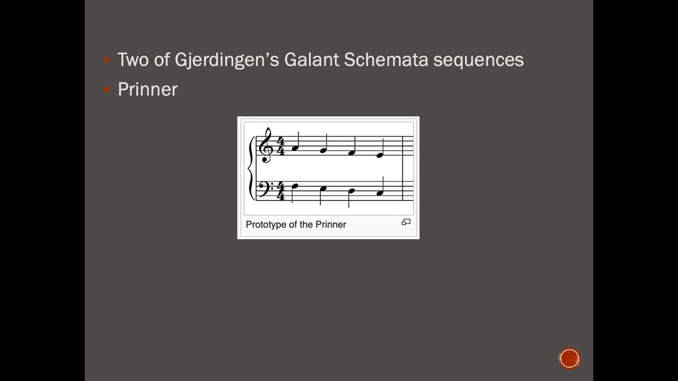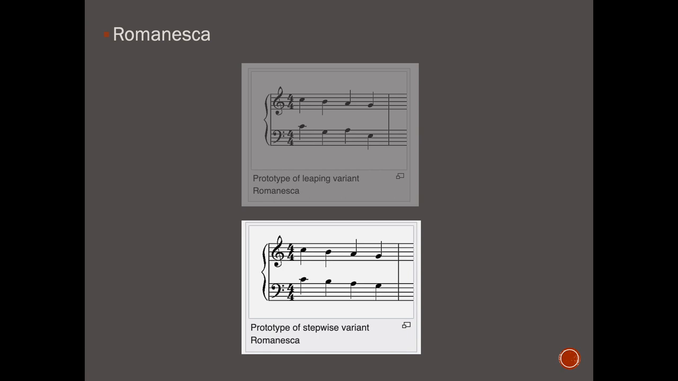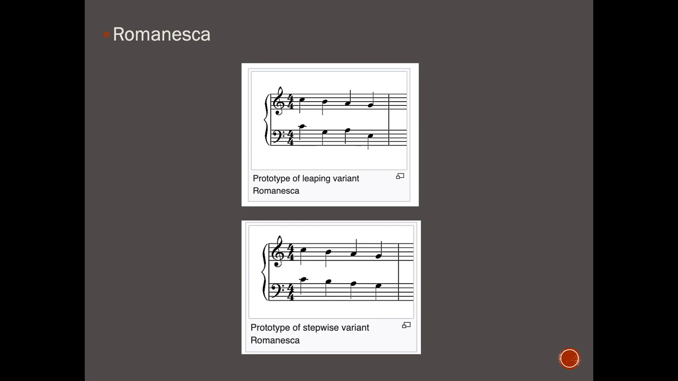But there's a Prinner. It does not have to be an F. It does not have to be an A. You can transpose this into any key and still have a Prinner, but this is the relationship, the intervallic relationship, and the direction of the notes. And then a Romanesca. We have two different versions. One is called a leaping Romanesca, where the bass line jumps down a couple of fourths there with a scalar upper line. And then there is a fully stepwise Romanesca at the bottom. There's actually a third one, a Galant Romanesca, but we don't need that for the analysis of the Mozart concerto, so I didn't add that in here. So we have these two.